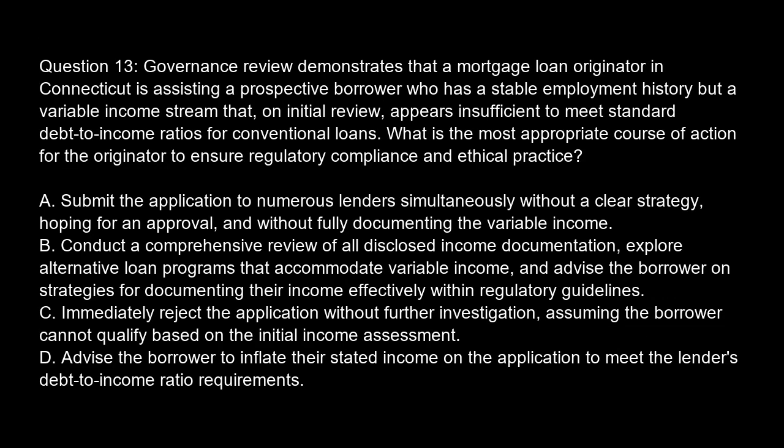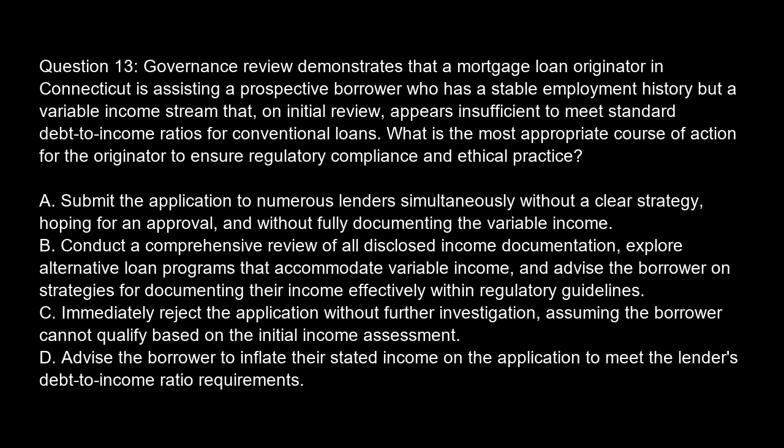Question 13. Governance review demonstrates that a mortgage loan originator in Connecticut is assisting a prospective borrower who has a stable employment history, but a variable income stream that, on initial review, appears insufficient to meet standard debt-to-income ratios for conventional loans. What is the most appropriate course of action for the originator to ensure regulatory compliance and ethical practice?